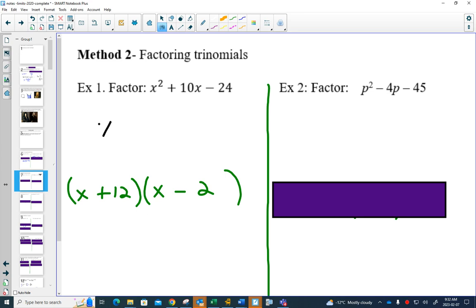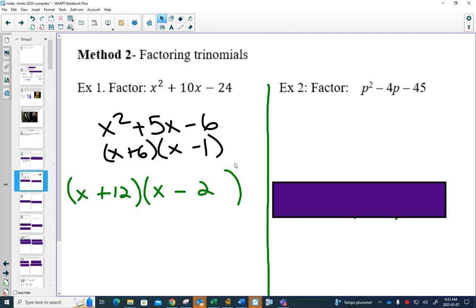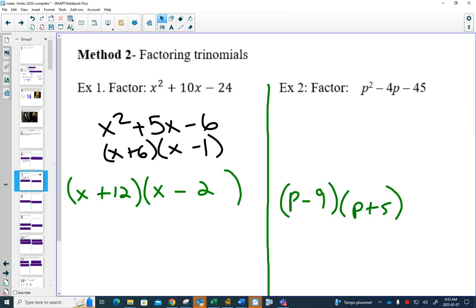Here's another one. Right? Because you probably want to do 2 and 3, but it's 6 and 1. Right? So I tend to point those out because sometimes you're stuck on what you think is the easy answer and not seeing another alternative. All right, second one. P minus 9, P plus 5. No problem.